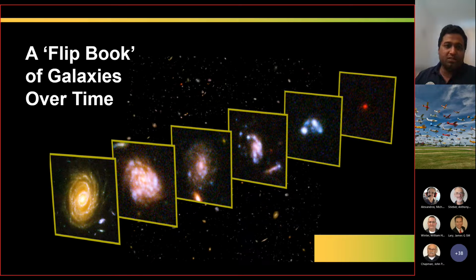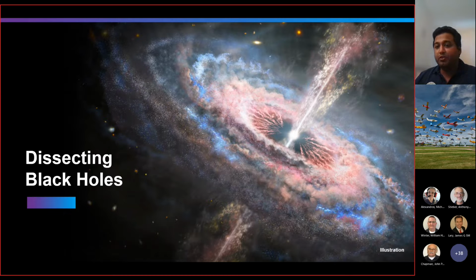So one of the things we do is we can observe galaxies over time using the Webb. The other thing we can do is dissect black holes. Basically, Webb will study black holes both near and far, both in our own Milky Way galaxy as well as beyond. So in nearby galaxies, we can use the spectrometer to learn about the temperatures, speeds, and compositions of the materials regarding the field which we're interested in.